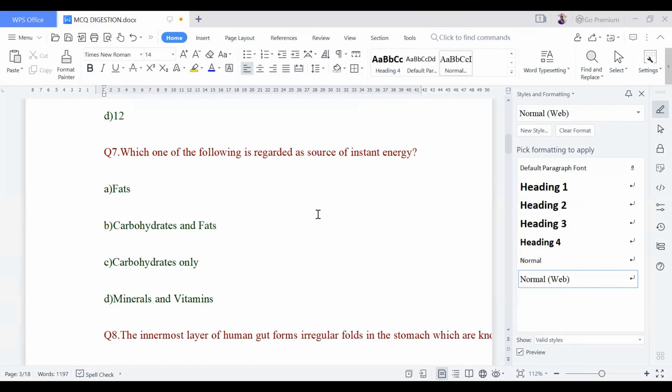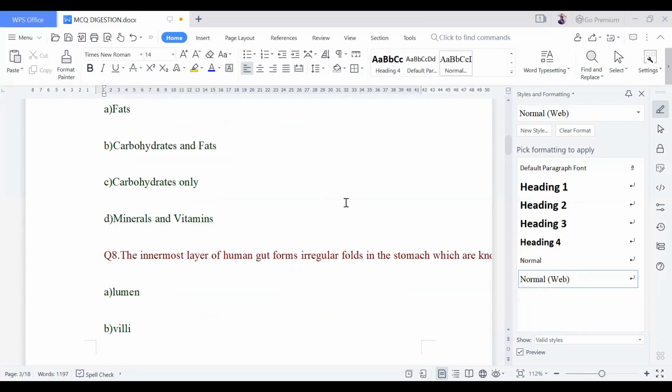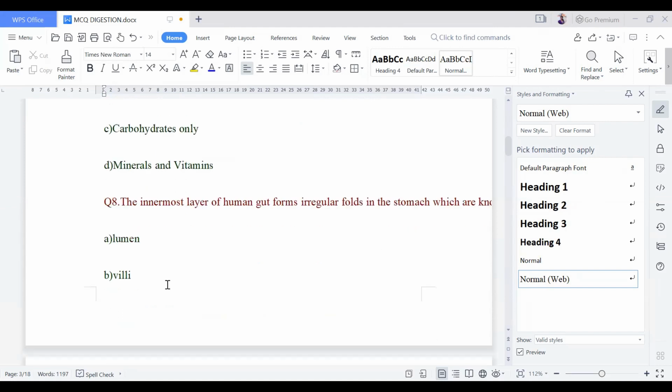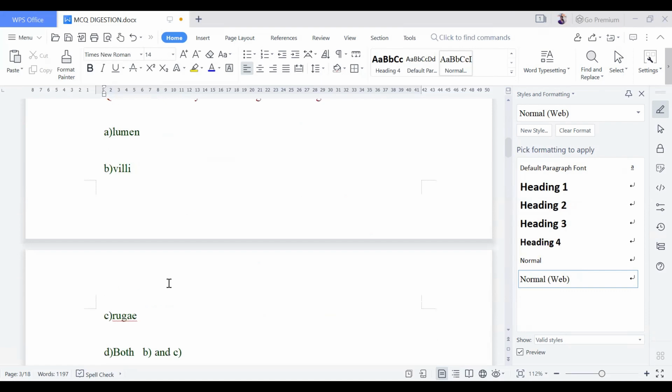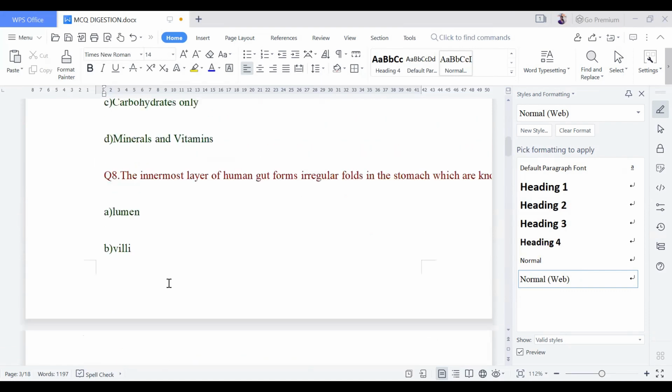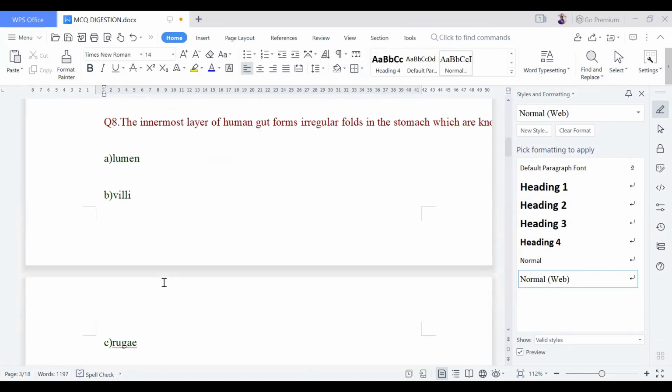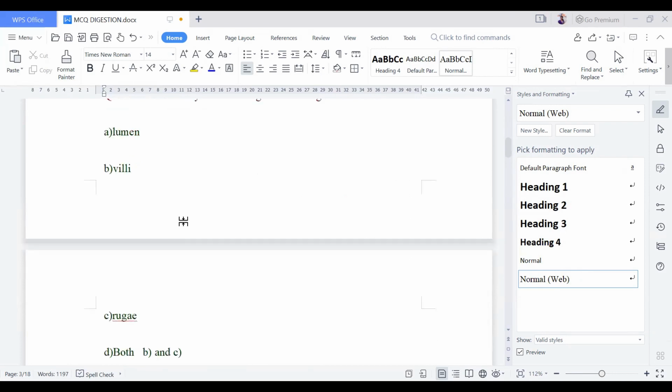Next. The innermost layer of human body, which has irregular folds, in the stomach, which are known as: option A, lumen; option B, villi; option C, rugae; option D, both B and C. And it is irregular folds in stomach. Ananya answered as option C.